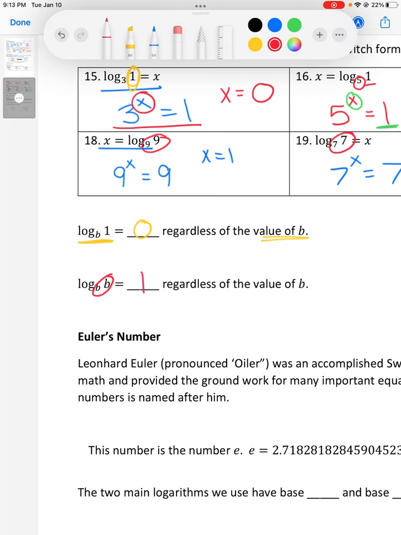Okay, so these are some special logs that now whenever we see that we're taking the logarithm of 1, it's going to equal 0. So these are just shortcuts to help us with solving.